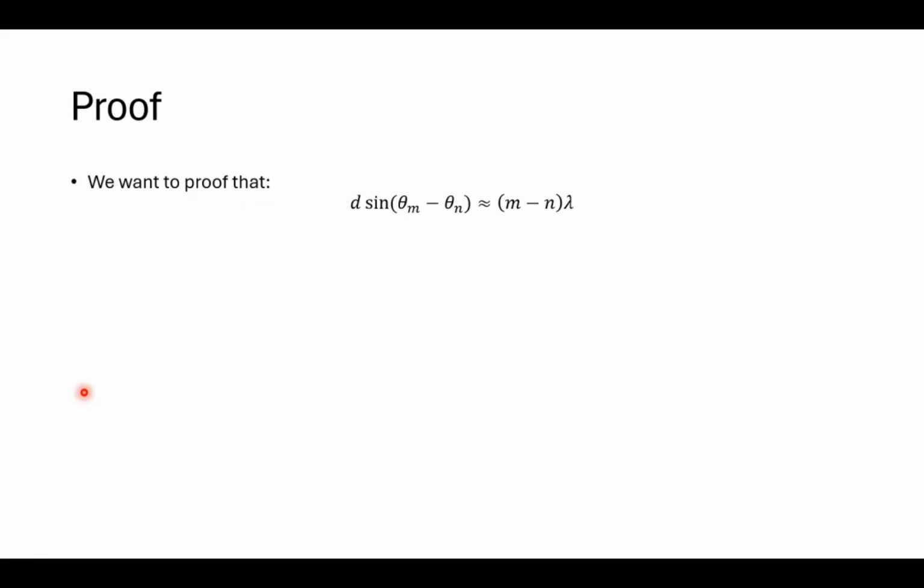But as you know, just because 2 things have similar numerical values does not mean that they are the same. It might not be true. We want to actually prove that this relation is true, at least approximately equal. And saying this relationship is true is equivalent to saying this is true, because we just divide this d over here: the sine of the difference between the angles is approximately equal to the difference between the orders of the maxima times the wavelength divided by the slit separation. So how am I going to prove this relationship?